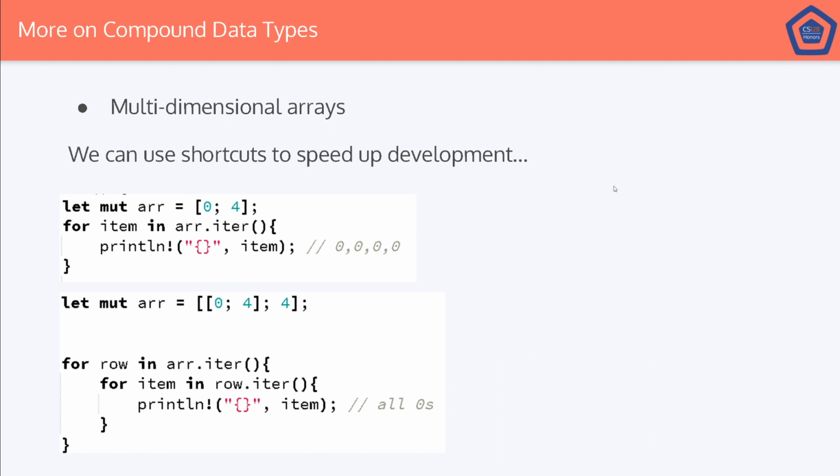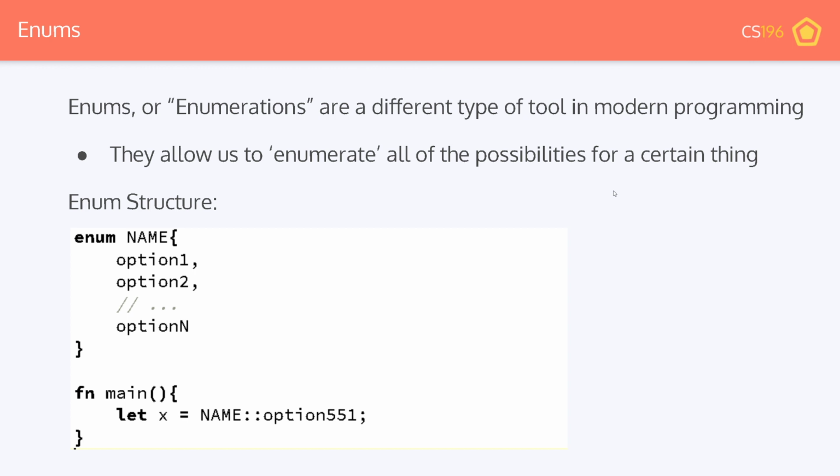So we'll move on. Let's talk briefly about enums now. Enums, or enumerations, are a different type of tool or structure, or there are kind of different things you can call it, that are used in most modern programming languages. And they allow us to enumerate possibilities for a certain thing.